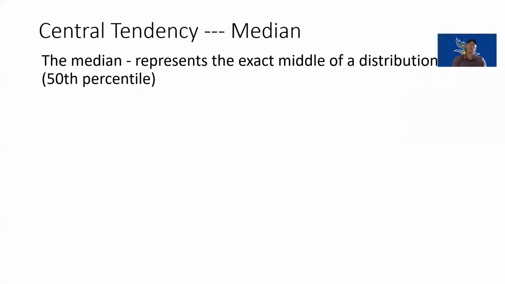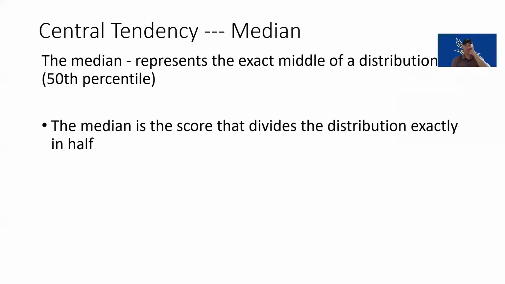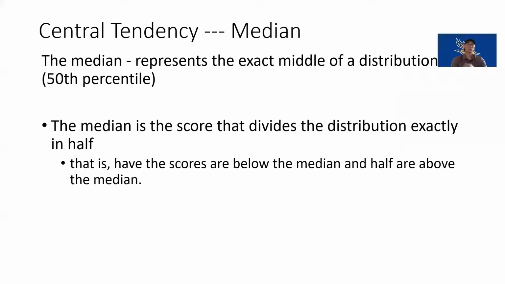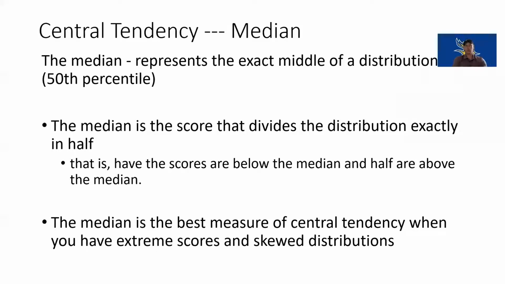When we go to median, median is our 50th percentile. So this means that we are directly in half. 50% above, 50% below. So if we have scores that are below the median, half of the total distribution will be below and half will be above. This is our most consistent, our best measure of central tendency, because it is the very middle. It is the 50th percentile.